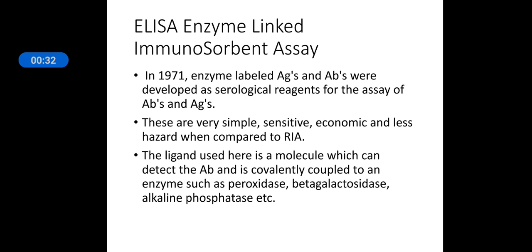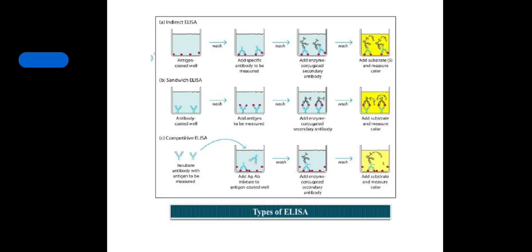So here, what we're using is a ligand that can detect the antibody, and it is covalently coupled to an enzyme such as peroxidase or beta galactosidase or alkaline phosphatase, etc. There are three different types of ELISA: indirect ELISA, sandwich ELISA, and competitive ELISA.